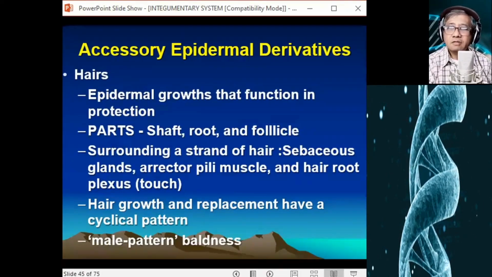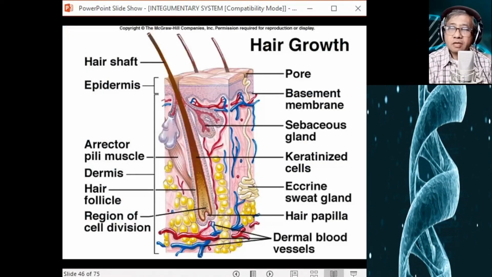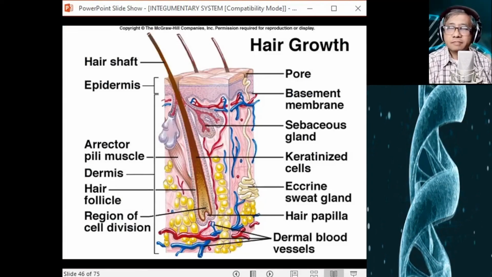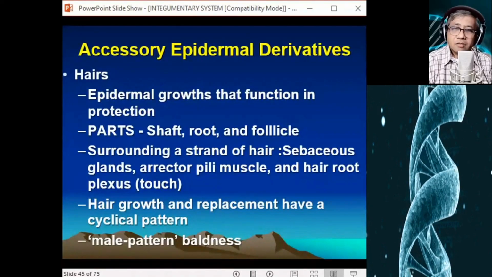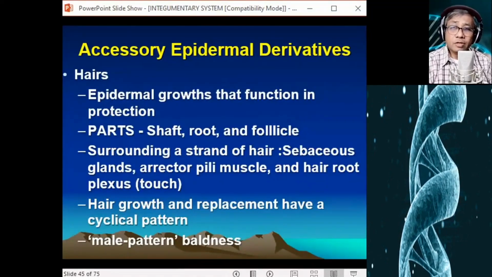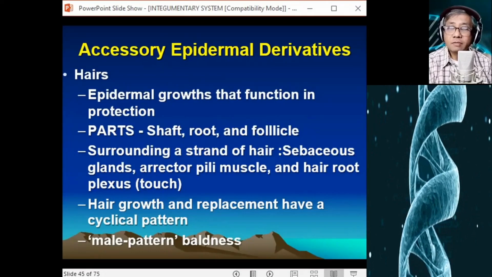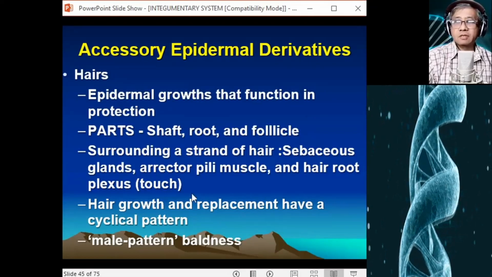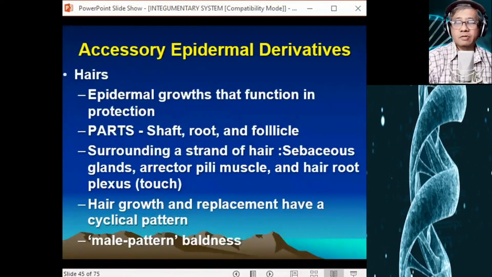And surrounding the strand of hair, you have the sebaceous glands. Okay, so the sebaceous gland is attached to the hair follicle. The sebaceous gland produces oil, which we will discuss later. And also you have the arrector pili muscle. Okay, and I think I already mentioned the function of the arrector pili muscle. Since it is attached to the hair follicle, when the arrector pili muscle contracts, it pulls the hair follicle, causing goosebumps. Okay, and you have the hair root plexus, which is actually a nerve ending that is sensitive to touch. So nasa ano yan, it surrounds the hair follicle.